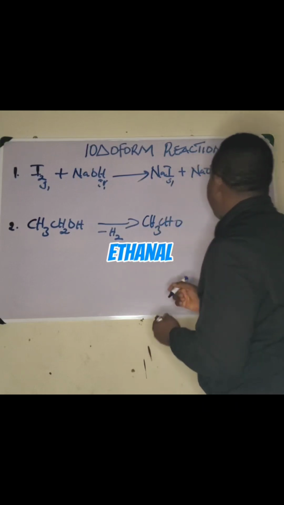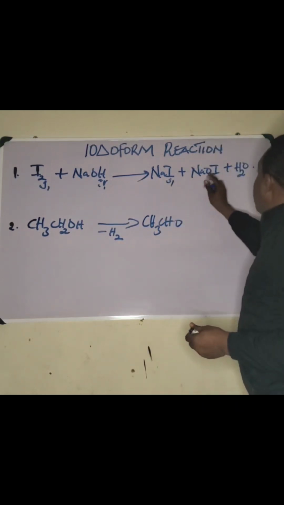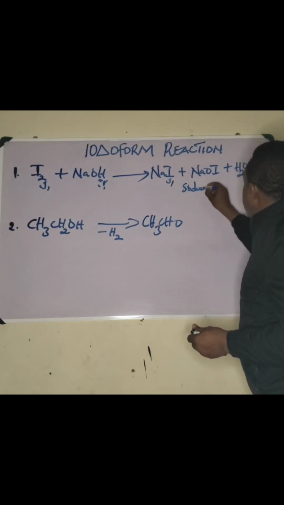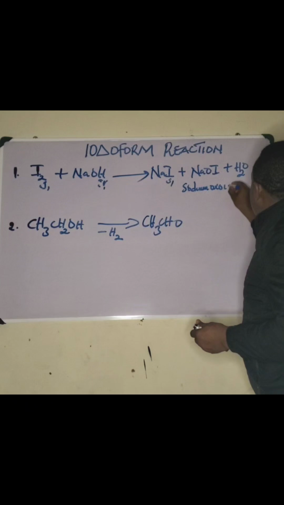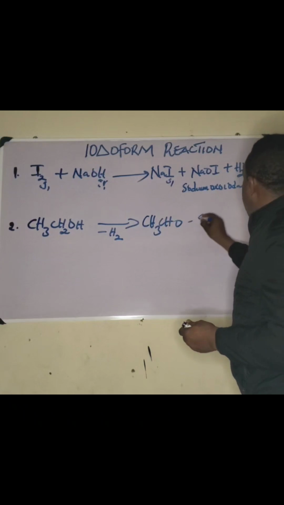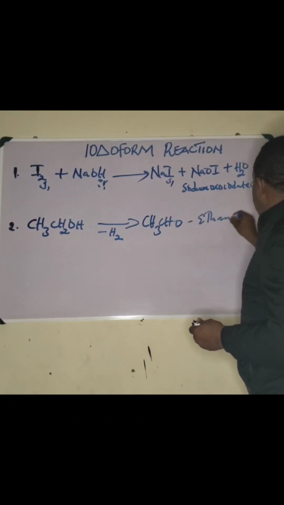So this is ethanol. Remember here, this is sodium oxoiodate 1, sodium oxoiodate 1, and this one is ethanol. So this is the second stage.